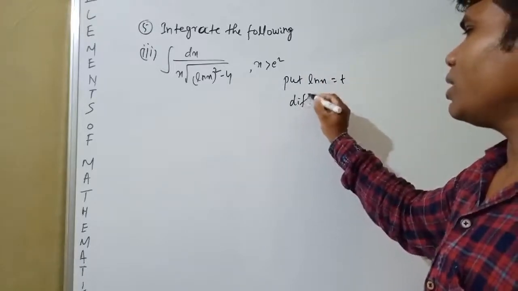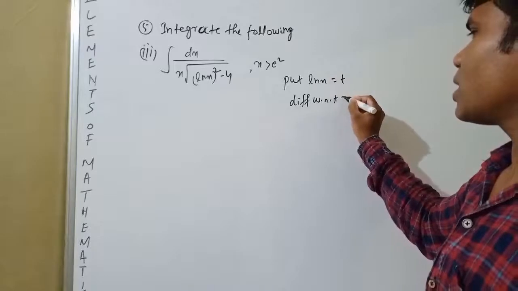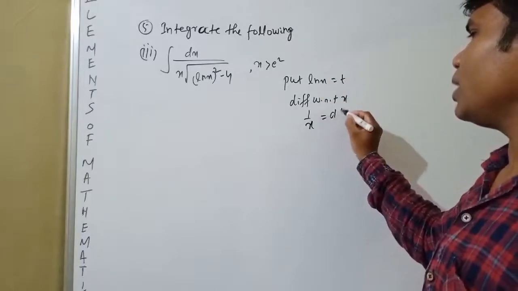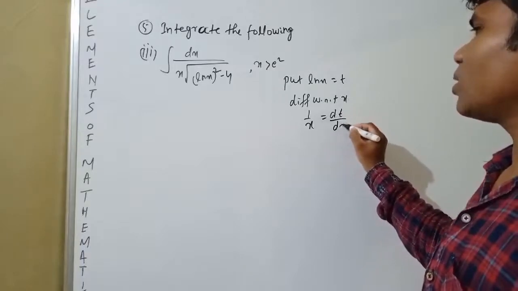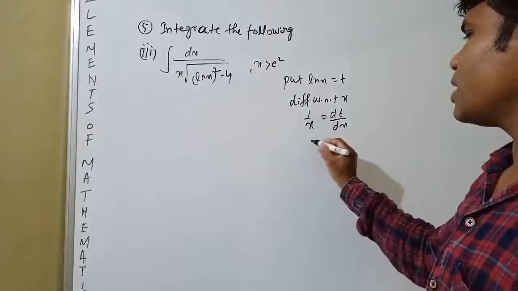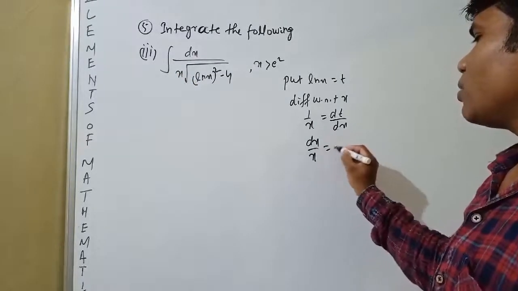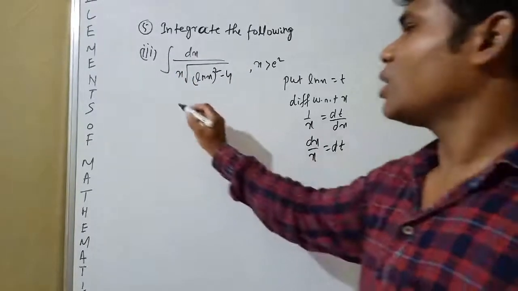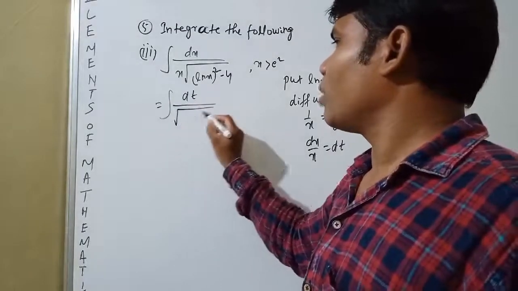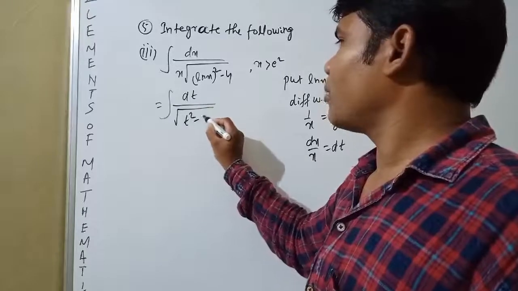Okay, differentiate with respect to x. Derivative of ln x, that is 1 by x, is equal to dt by dx. Okay, here you see dx by x is given, that means dx by x is equal to dt. Okay, so integration of dt by root over t square minus 2 square.